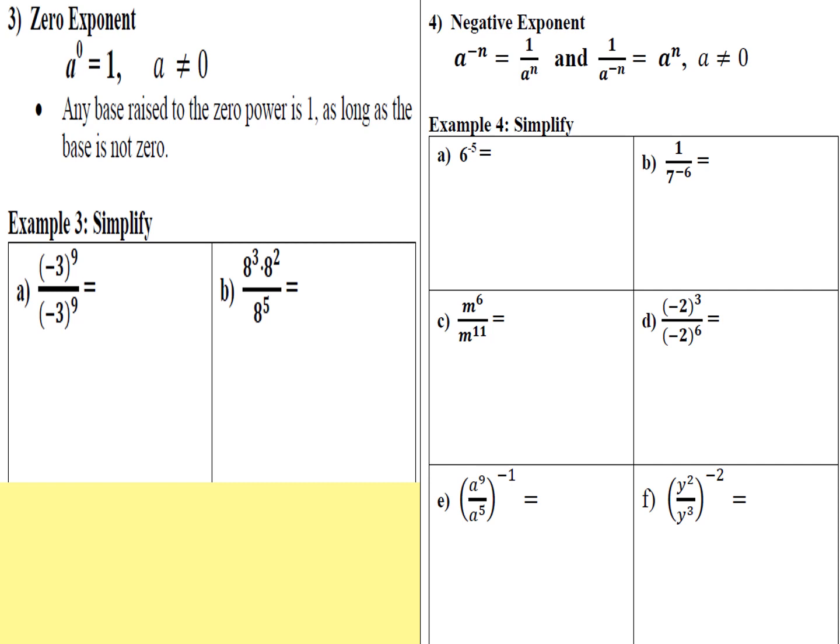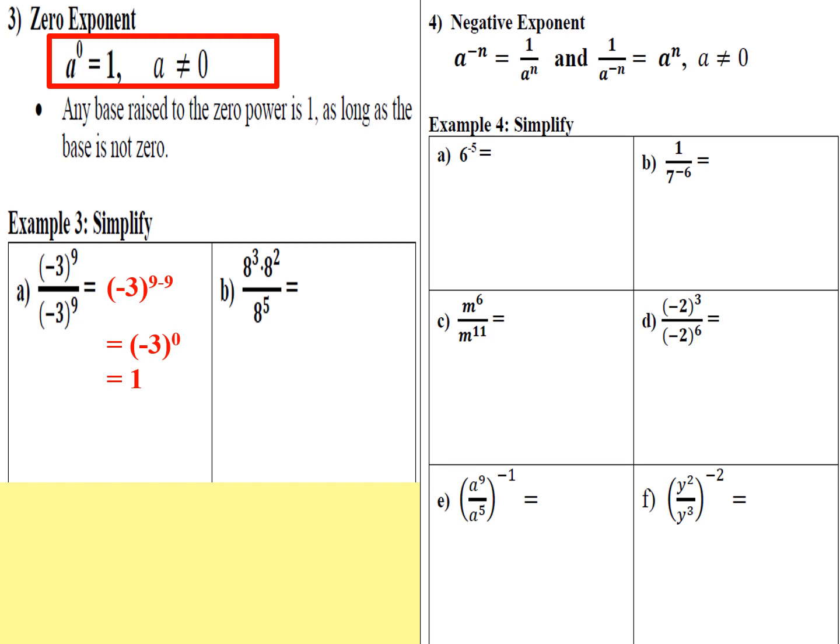Number 3, zero exponent. A to the 0 equals 1 as long as a is not 0. In words, any base raised to the power 0 is 1 as long as the base is not 0. Example 3, simplify. Letter A, negative 3 to the 9 divided by negative 3 to the 9 equals negative 3 to the 9 minus 9, which is negative 3 to the 0, or 1.